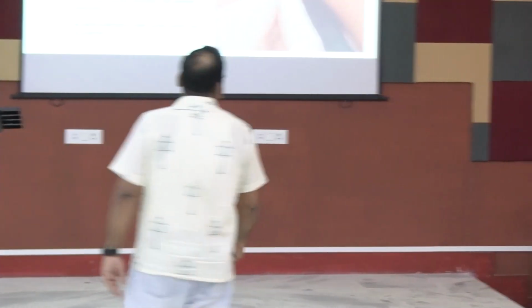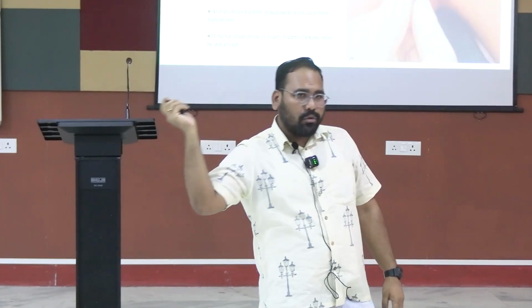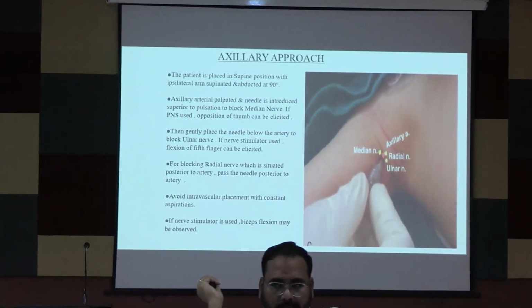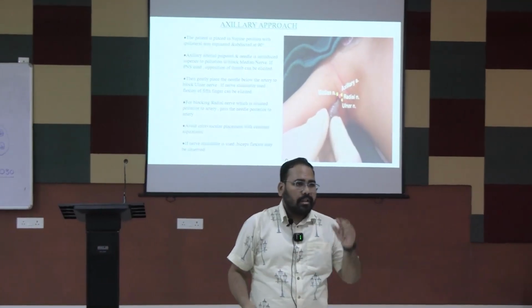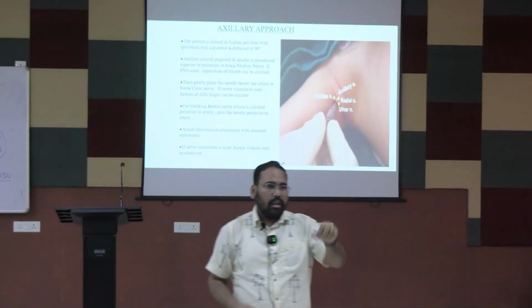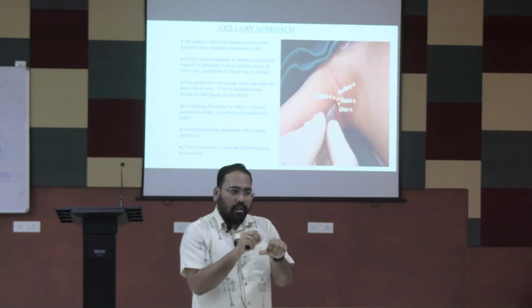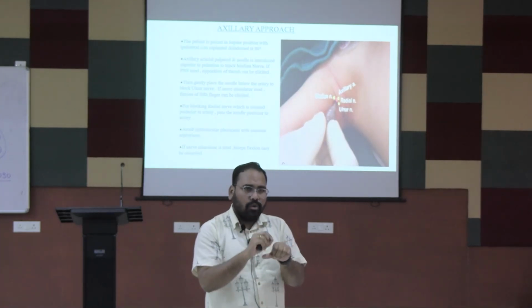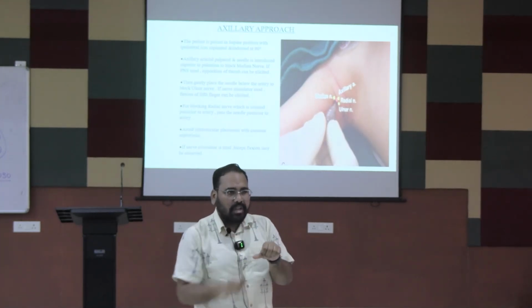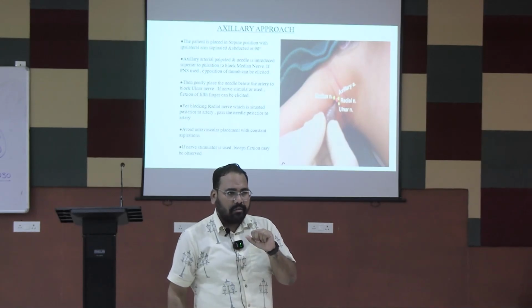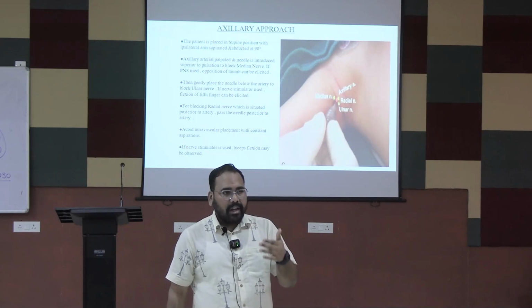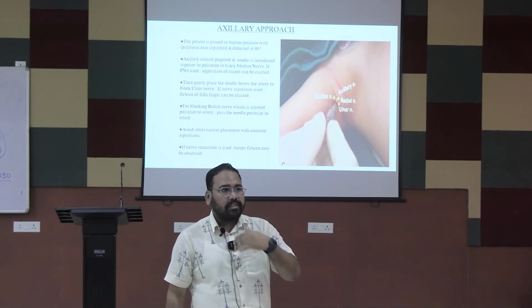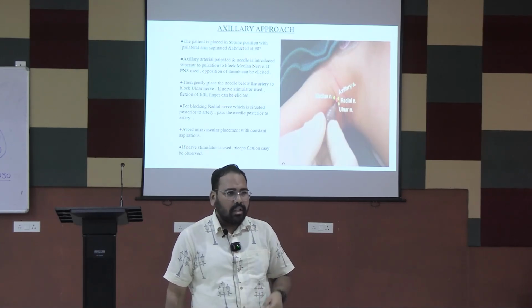Then there is the axillary approach. The axillary approach is simple: the patient's arm has to be supinated and abducted. After that, you need to feel the axillary artery pulsation. On the axillary artery pulsation you need to put your thumb. Then you prick the area and go inside. If you give the drug above it, that will block the median nerve. If you give the drug below, that will block the ulnar nerve. And the radial nerve lies behind, or posterior to, the artery.